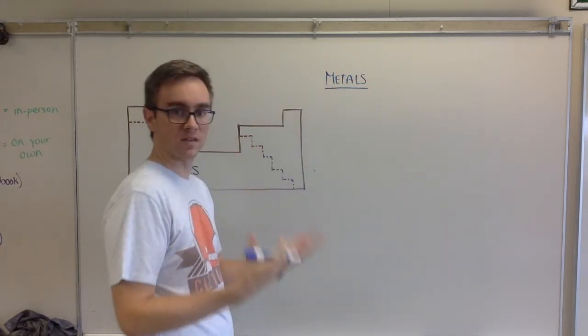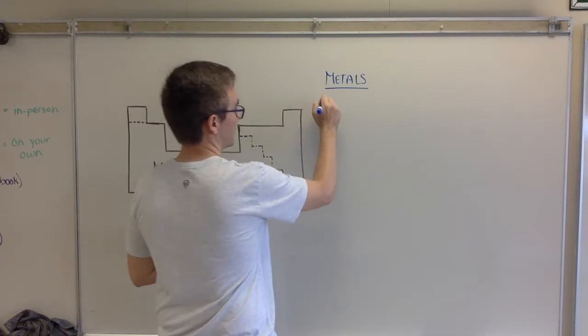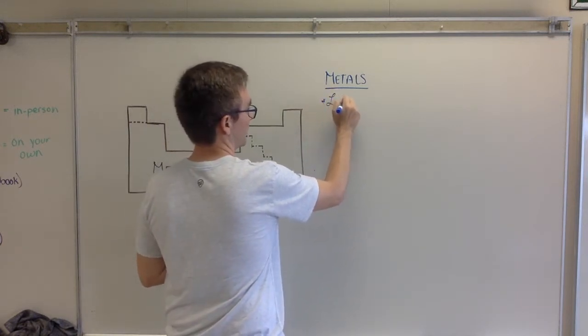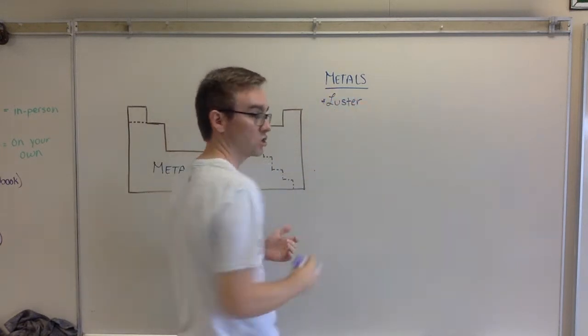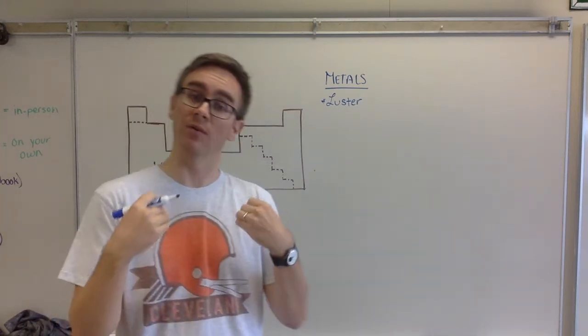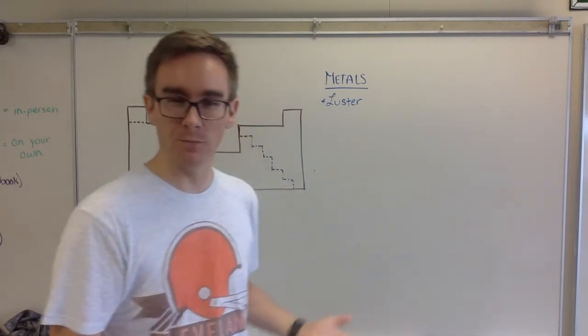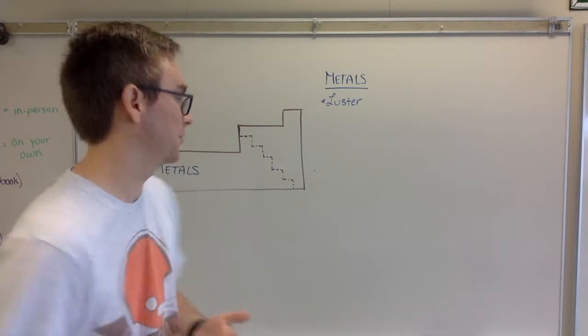All right, so just some basic characteristics. They typically are very shiny. In science, we use the term luster. Luster is how well light reflects off of something. Some of them are a little bit more lustrous than others.